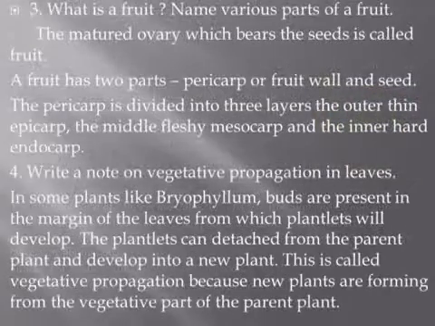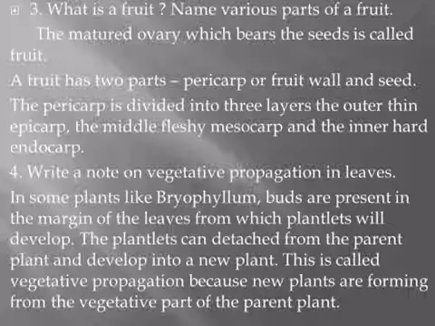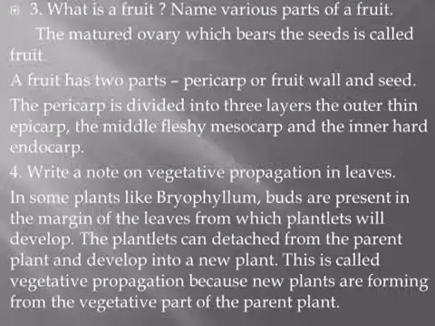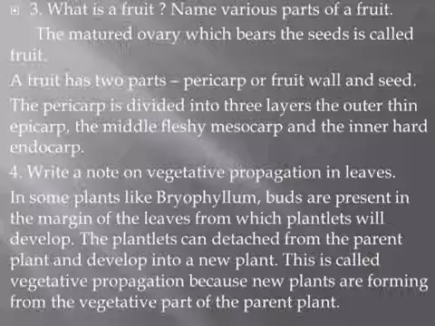Number 3. What is a fruit? Name various parts of a fruit. Now we all know a matured ovary with the seed is called a fruit. A fruit has 2 parts: fruit wall and seed. Fruit wall is called pericarp. The pericarp is divided into 3 layers. The outermost is very thin, called epicarp. The middle fleshy one which we eat is called mesocarp, and the inner hard one is called the endocarp. These are the different parts of a fruit.